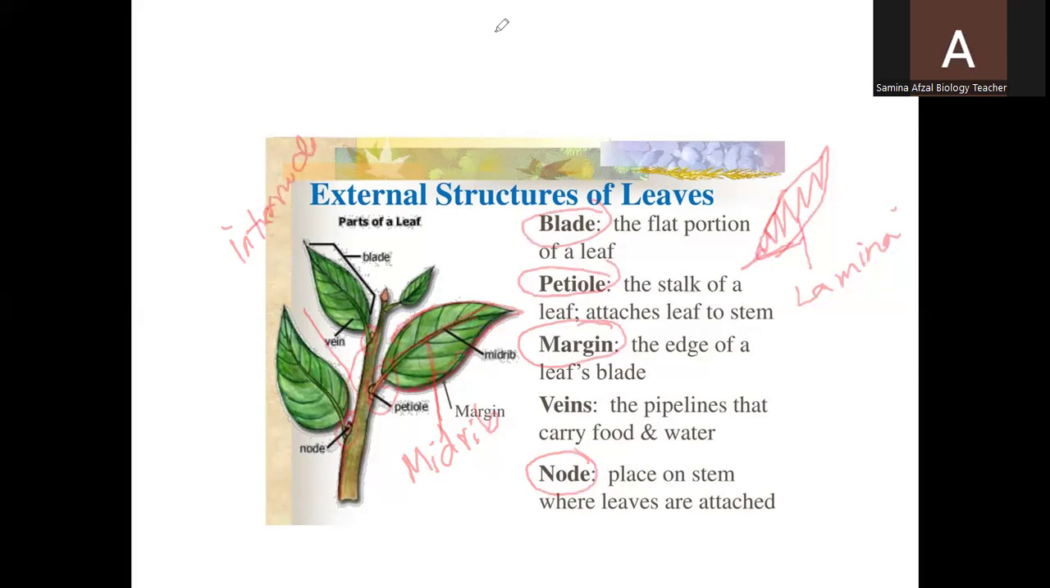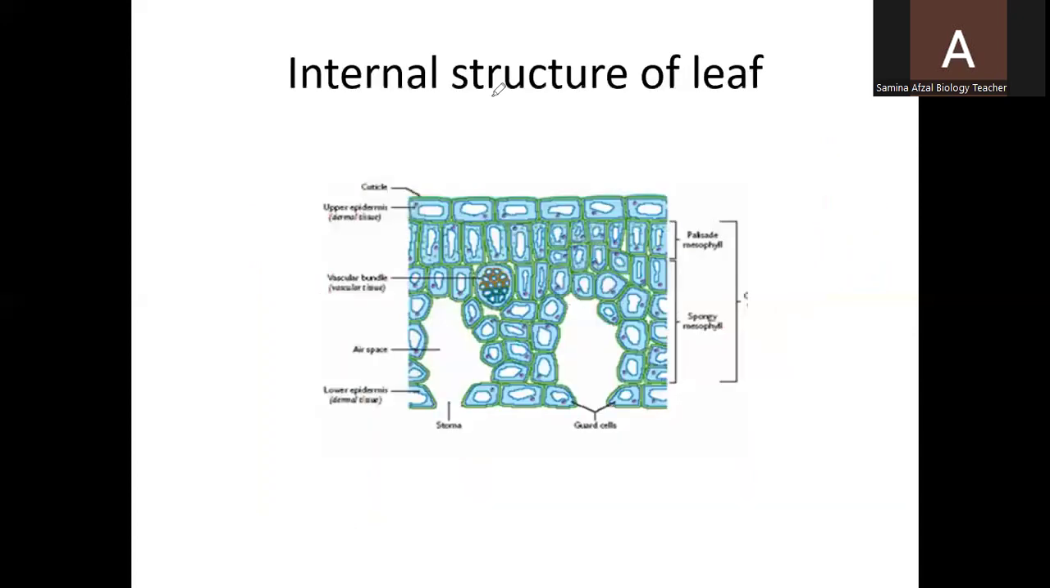Then we will move towards the internal structure of the leaf. Here you can see the different parts. If we take a transverse section of the leaf, the outermost thin and transparent layer is called the cuticle. Below the cuticle is the upper epidermis. Lower epidermis is also there, so epidermis is present on both sides of the leaf.